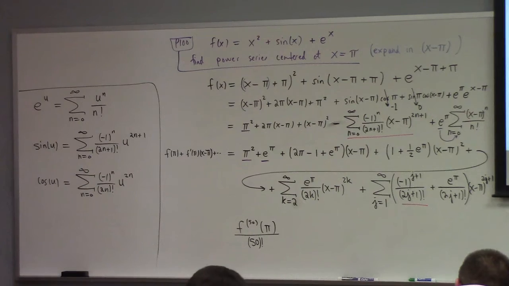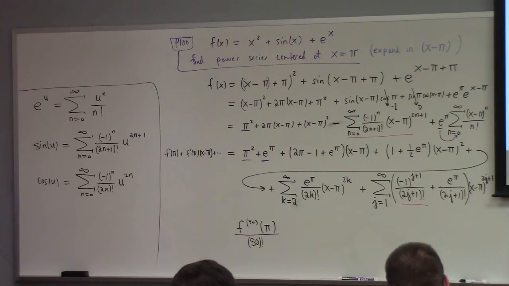I need to find x minus pi to the 50th in my expansion. I've collected all of the like terms together, so that's unambiguous. There's only one place that a 50th power can come from. Is it the j one or is it the k one? It's the k one, right? It's the even term. K equals to what? K equals to 25 gives me x minus pi to the 50th, right?